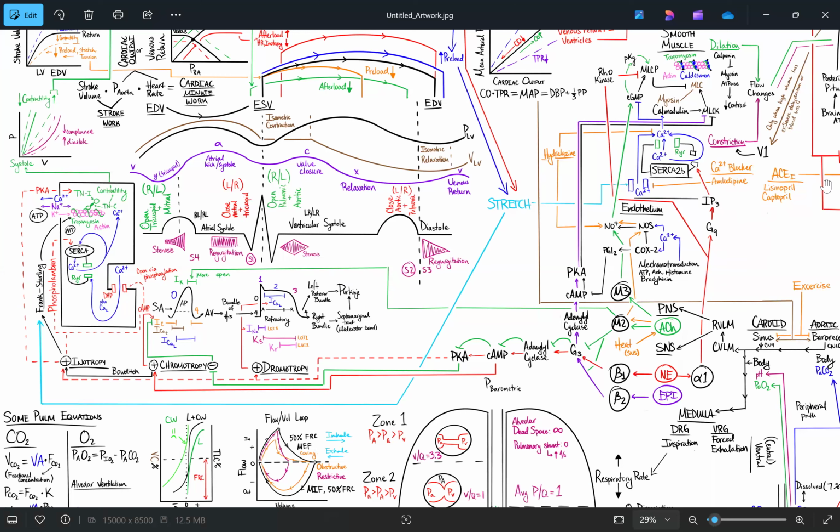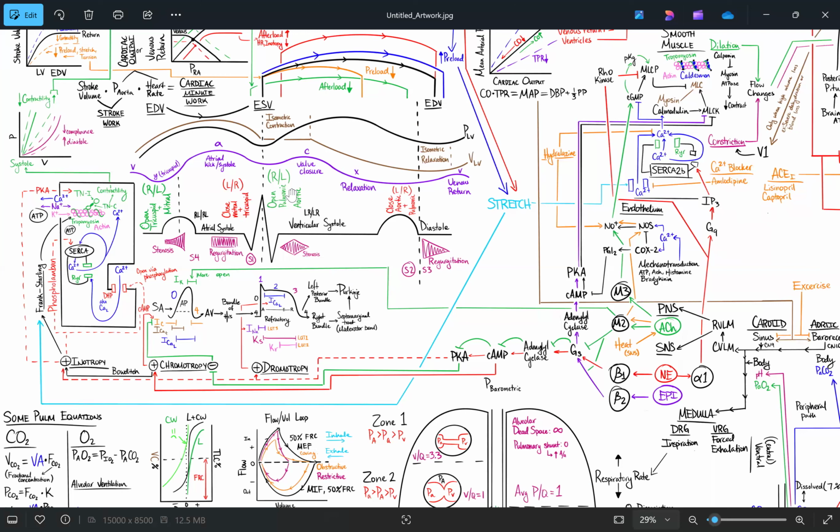PKA in particular will increase your dromotropy and your inotropy. PKA will phosphorylate your calcium L channels and increase how fast they open, and therefore let calcium in faster and shorten the duration of your refractory period. It'll also do that in your cardiac myocytes to let in more calcium, and letting more calcium into the cardiac myocyte will increase your contractility strength.